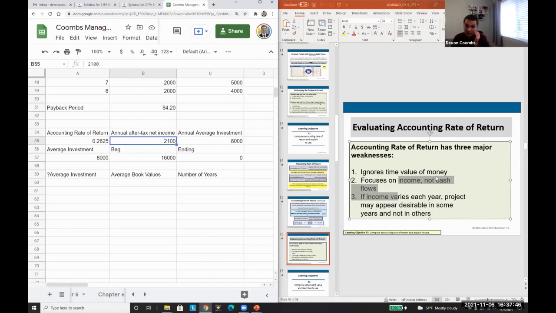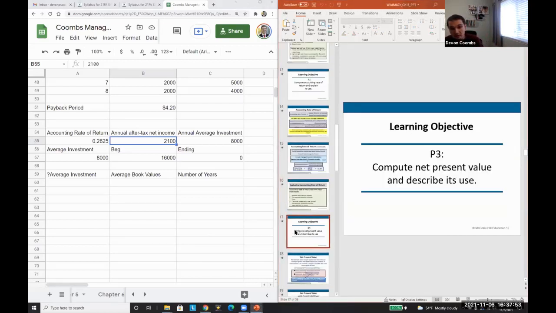Just to be blunt, now that calculators are so complex and we all have Google Sheets, you are generally going to use these next concepts, the net present value concepts. Payback period is a good concept too. I don't generally use the accounting rate of return. So let's talk about net present value and describe its use.